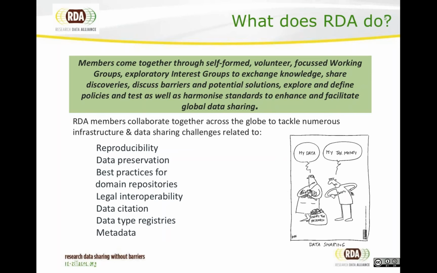The way they come together is basically self-formed and totally volunteer, working groups, interest groups, and even birds of a feather. So they collaborate on a lot of different areas. Some of them down there are reproducibility, data preservation, domain repositories and best practices for those. There are groups dealing with legal interoperability, data type registries, data citation, and actually quite a few groups dealing with metadata.